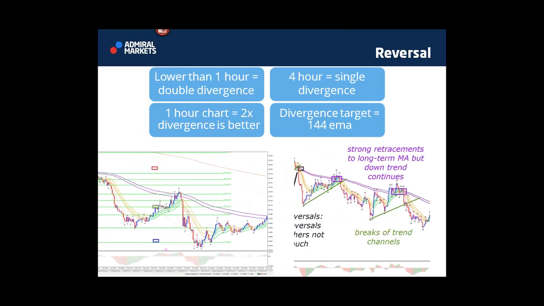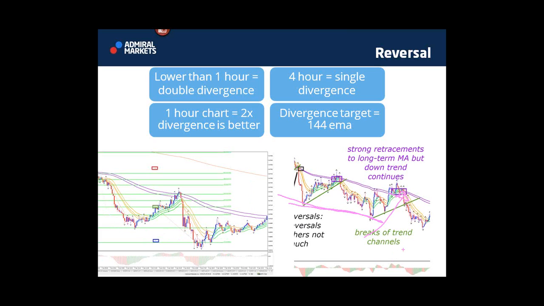Here, for instance, we had divergence between these bottoms. Boom, back to the 144. All right? That's the idea. Here, divergence between these bottoms, boom, back to the 144.